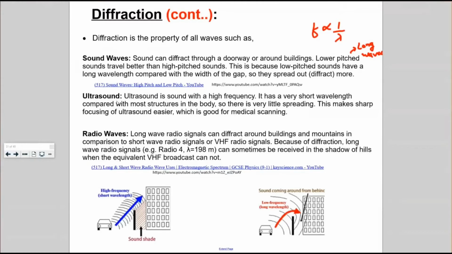Now similarly, there is another type of wave, which is ultrasound. Ultrasound is a sound with high frequency, right? So it has a very short wavelength. If it has a high frequency, it will be a short wave. So it will not get diffracted as much in comparison to the sound wave. It is a very short wave compared with most structures in the body even, so there is very little spreading. That is why ultrasound can be used to scan the babies. You go for an ultrasound to check on the babies.